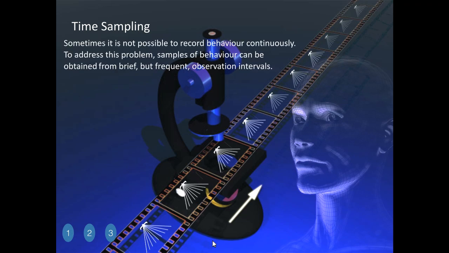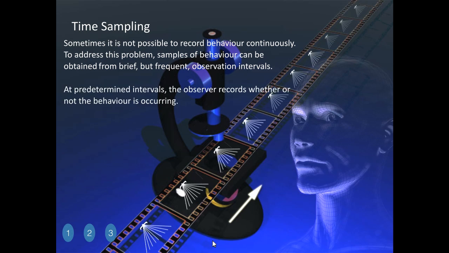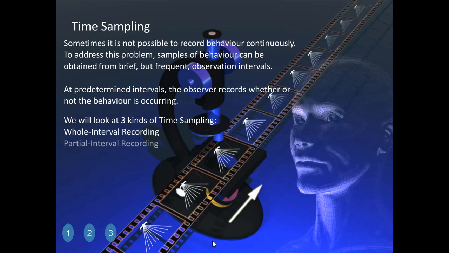Sometimes it is not possible to record behavior continuously. To address this problem, samples of behavior can be obtained from brief but frequent observation intervals. At predetermined intervals, the observer records whether or not the behavior is occurring. We will look at 3 kinds of time sampling: whole interval recording, partial interval recording, and momentary time sampling.